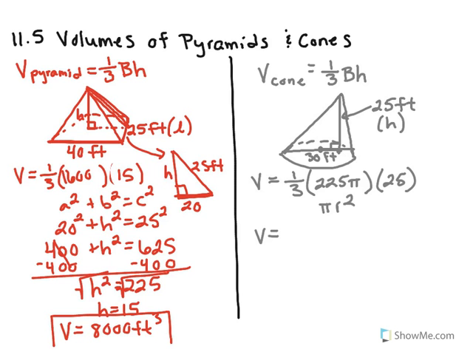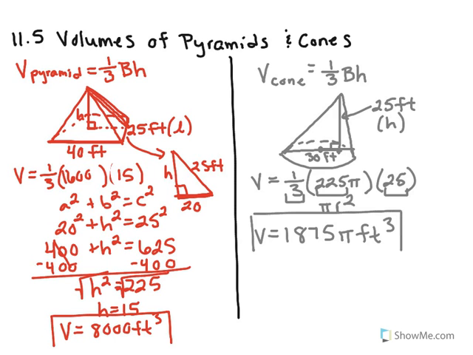So let's go ahead and use our calculators. And I'm going to do the 1/3 times 225 times 25 to give me 1,875 pi cubic feet. And that's it. And that concludes this tutorial.